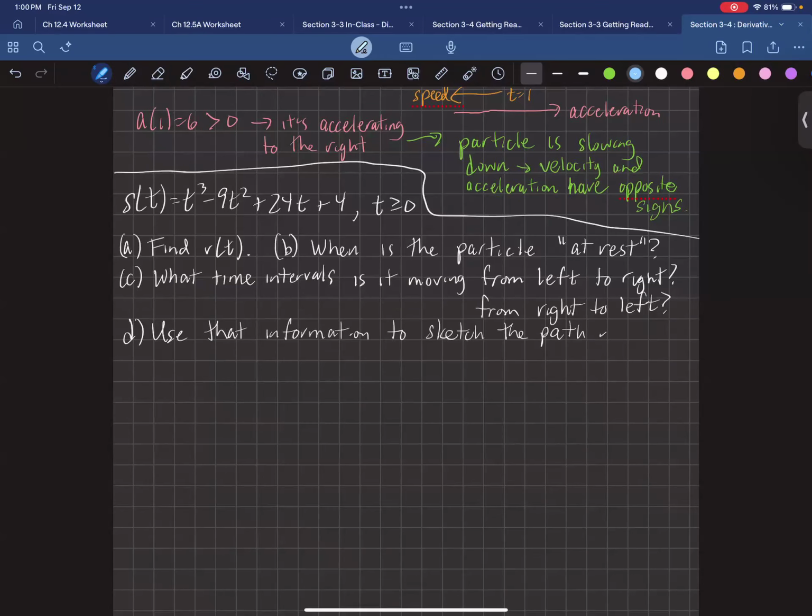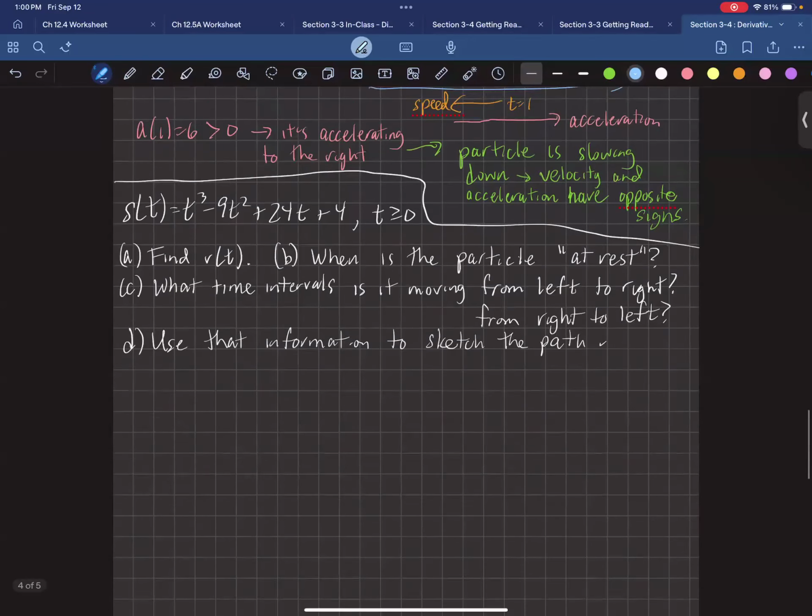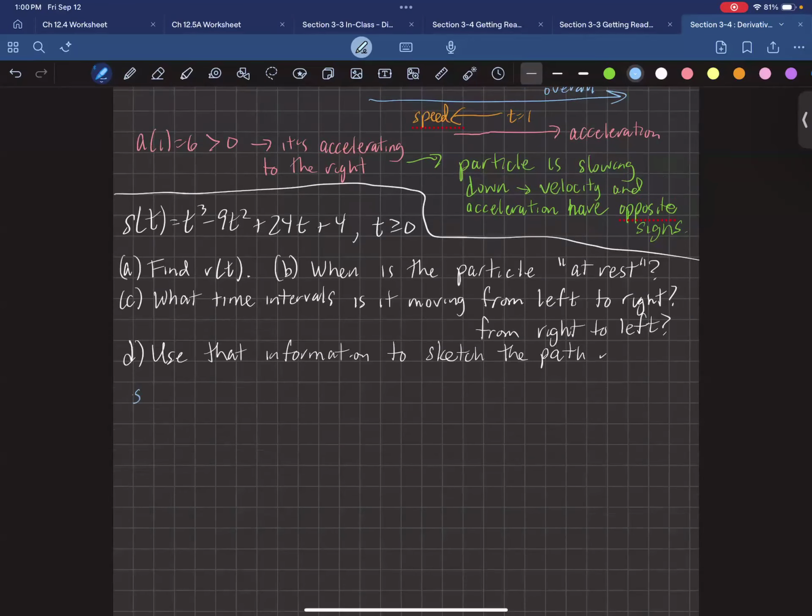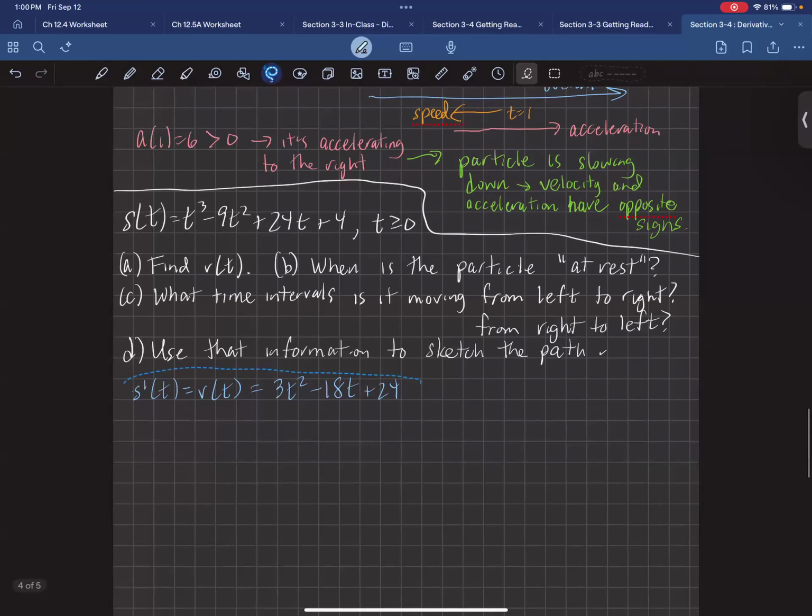All right, so pause the video. You know how to find the velocity. Take the derivative and find the velocity. All right, I'll assume you paused it. s prime of t equals v of t, which equals 3t squared minus 18t plus 24. And that was A. Find the velocity function.